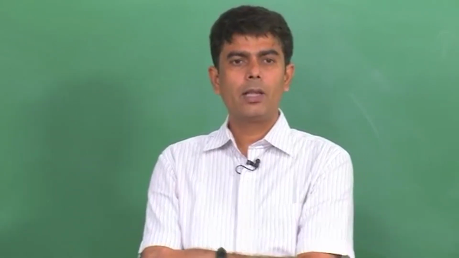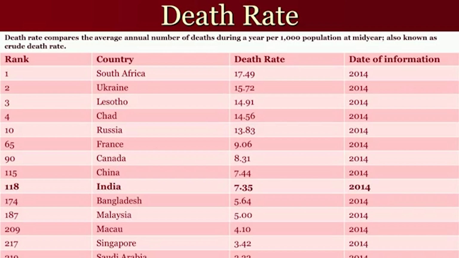Now, coming back to the death rate, we can also see here again South Africa has the highest death rate in the world. Ukraine is again very high. India has reduced its death rate, which is around 7.35 in 2014. Compared to these African economies, if you look at Singapore or Malaysia, they have around 3 times less death rate than these economies.